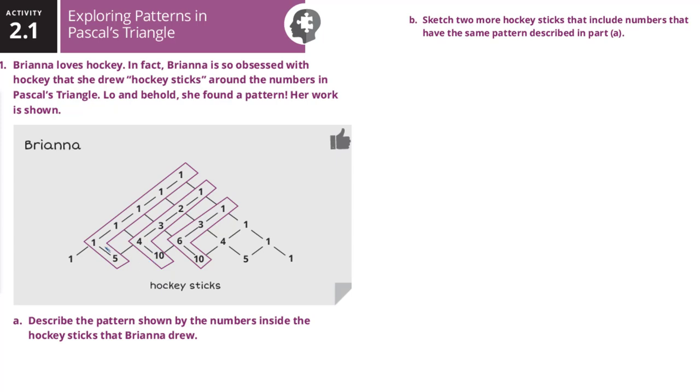She added all the numbers in the straight rows to get the number at the bottom. So the long part of it, the sum of that equals the bottom number. Okay, let's see if we can come up with 2 more hockey sticks and see if they follow the pattern.